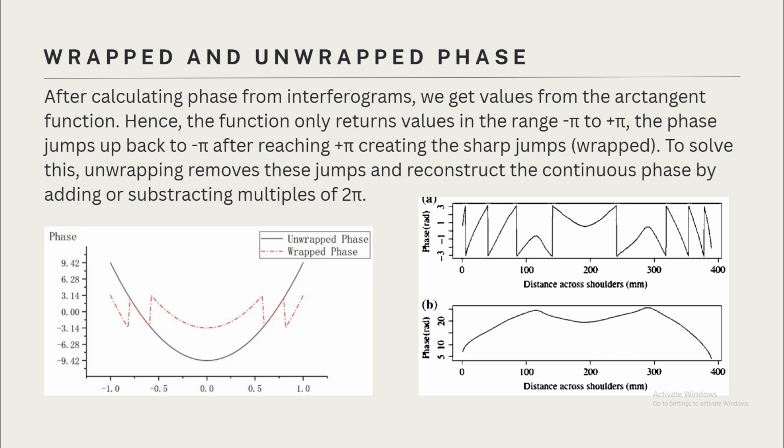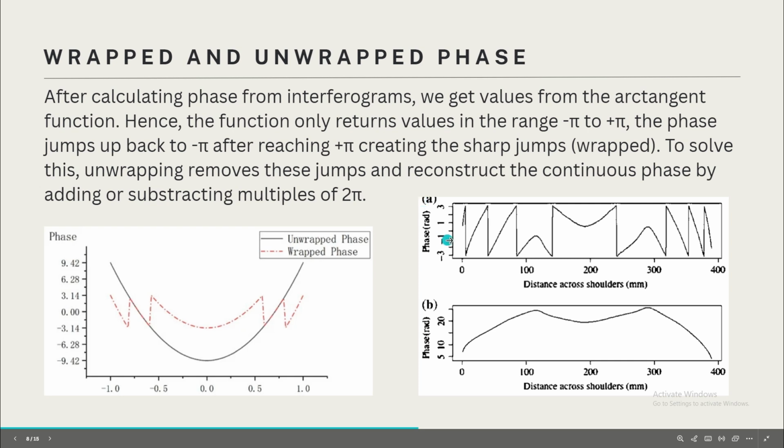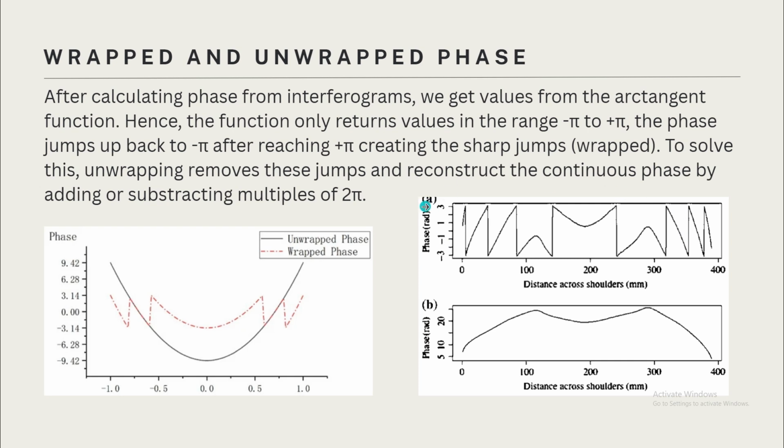And this usually is carried out by an algorithm that examines the neighboring pixels and corrects the jumps that happen to reconstruct a smooth phase map. So as we can see right here, it goes down and ignores the jump, goes down even more, ignores this jump, and then completes this graph. And on the right, we also see this example of wrapped and unwrapped phase.